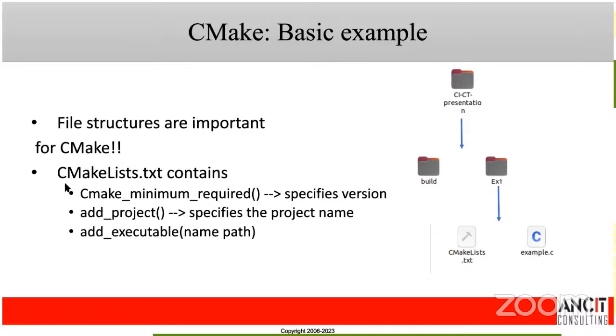So in the CMakeLists.txt, at least for this project, first you need to give this input called CMake minimum required, which specifies your version. You can specify the version here, and then you need to add the project. You can give a name for the project, and then you need to add the executable. Give the name for the executable and the path for your .c or .cpp or whichever kind of files you're trying to execute.